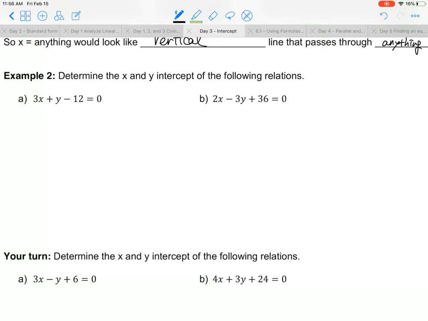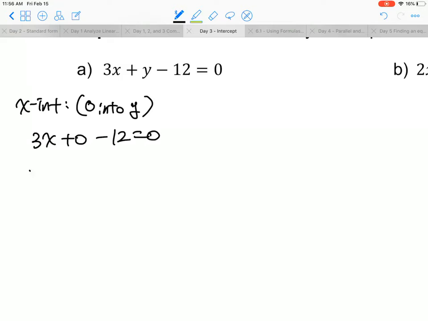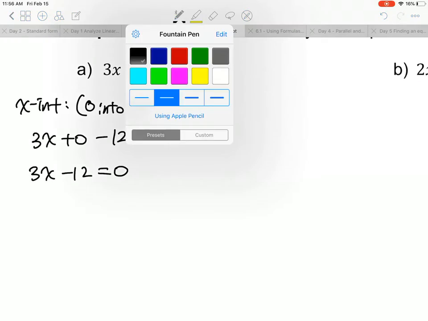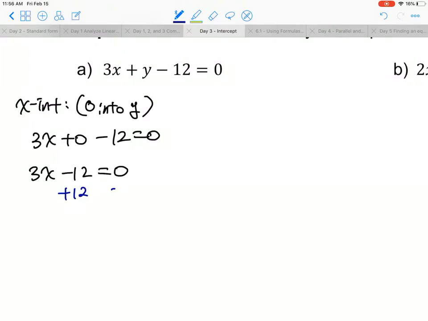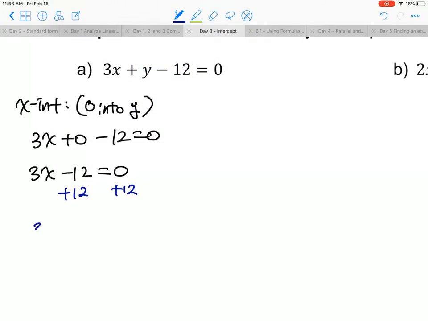Now it says determine the x and y-intercept of the following relations. Again, same thing for the x-intercept: put 0 into y. So then it will be 3x plus 0 minus 12 equals 0. So then 3x minus 12 equals 0. Remember how to solve this for x. So I add 12 on both sides because of SAMDAT. We subtract and add first. And then we get 3x equals positive 12. And then we divide it by 3.